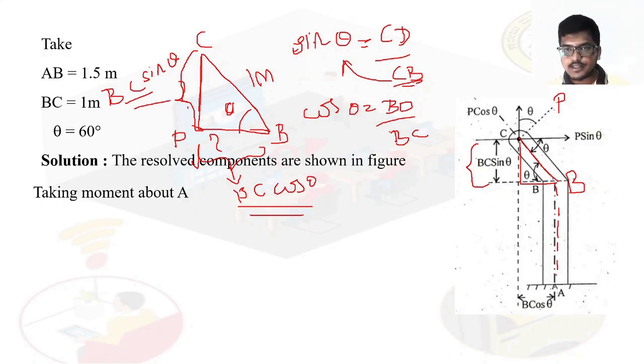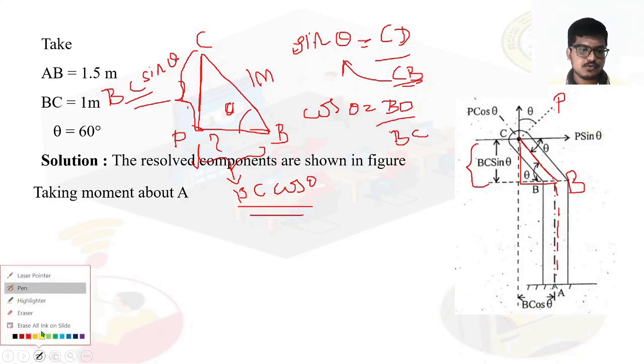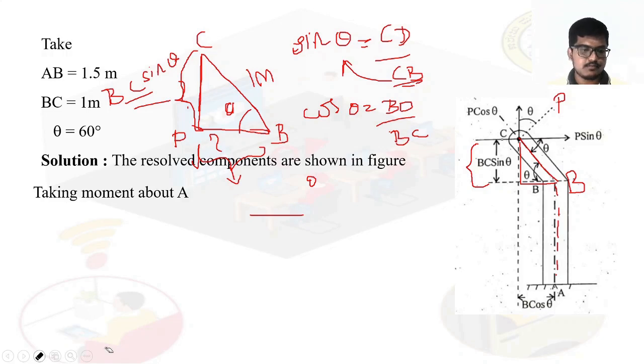Here BC is given, this is the inclined one. So I want this distance. Why do I want this distance? Because I need to take moment about A. Whenever I take moment about A, I need the perpendicular distance between this force P and A, and I also need this distance, that is B. If you get confused, let it be.